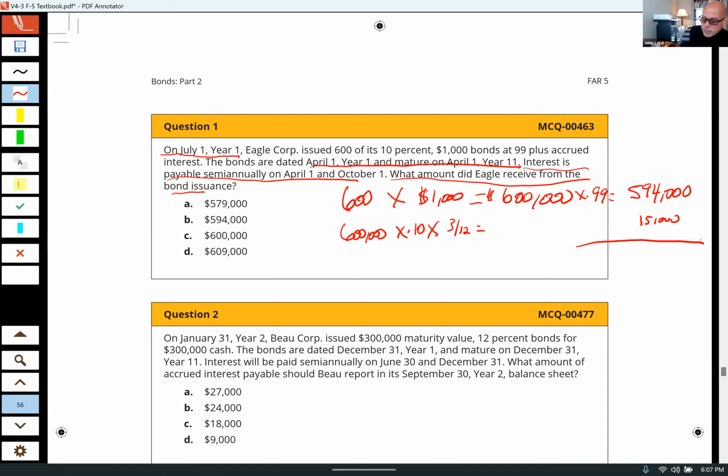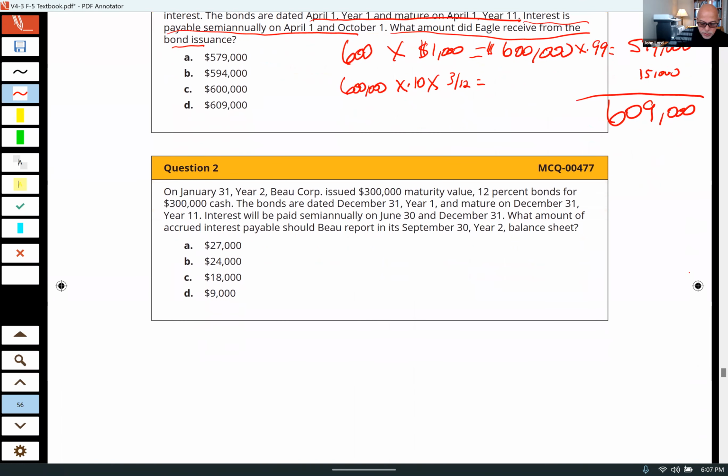So I would collect that money up front. And so when I issue the bonds, I would get the 609,000. I would, of course, credit bonds payable for 600,000, credit interest payable for 15,000, and debit cash for 609,000. And I guess I would debit the discount here for whatever the discount amount is. Okay, good. Let's take a look at this next one.